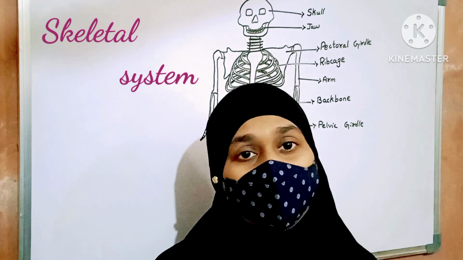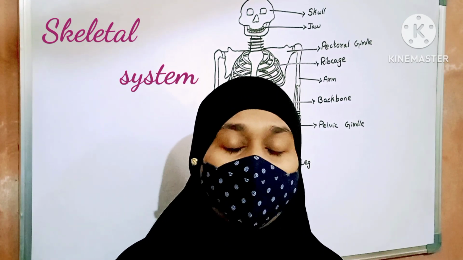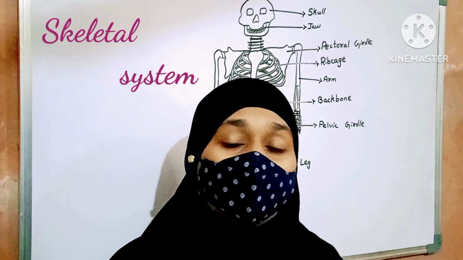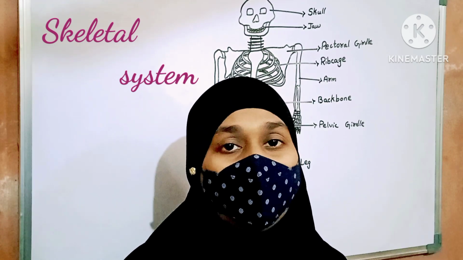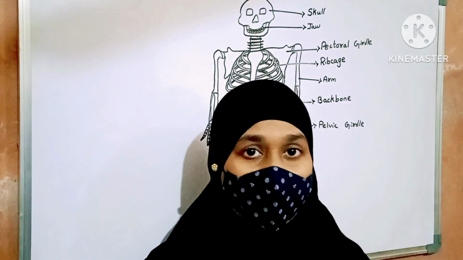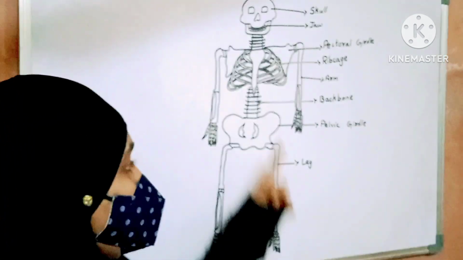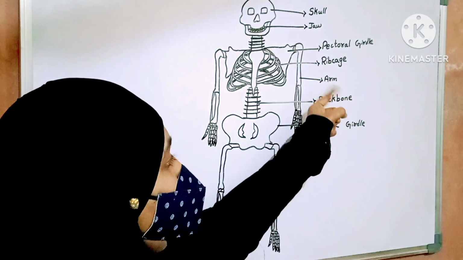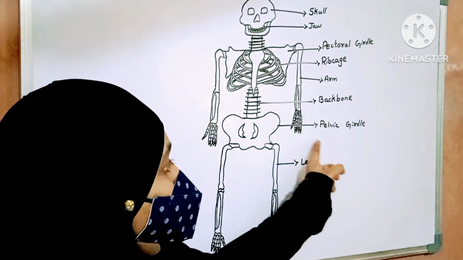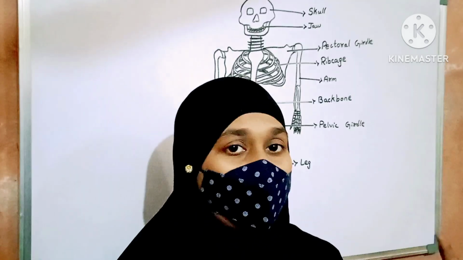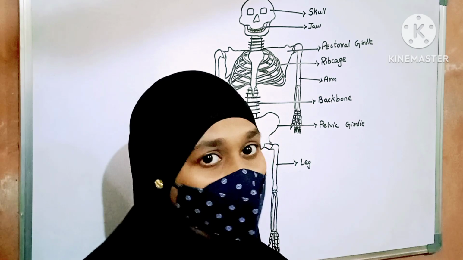This skeletal system is a framework of bones that gives the shape and size to a body, and it also protects the inner organs of a body. For example, the skull protects the brain. Here are the different parts: skull, pectoral girdle, rib cage, arms, backbone, pelvic girdle, legs. Today let us study the parts of a skeletal system one by one.